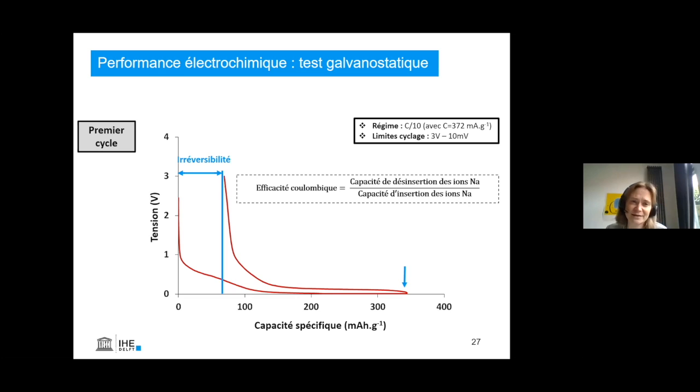And then we quantify what we call the irreversibility with the effectiveness. So what is irreversibility? We want to try and see, so these sodium ions that have managed to slip into the anode, will they manage to get out of the anode? We hope that they will, but it's never 100%. So the idea is to get as close to 100% as possible and to quantify this irreversibility.